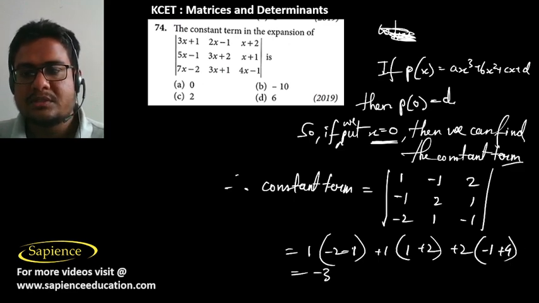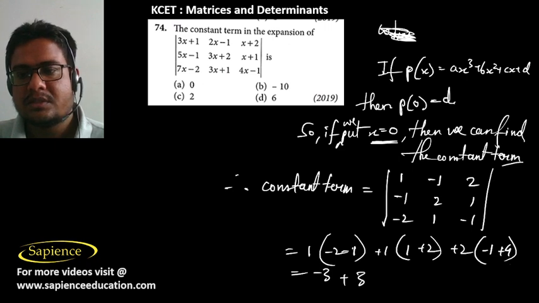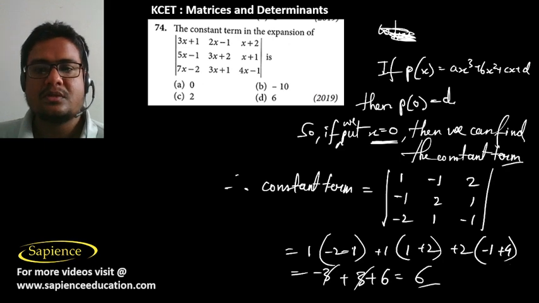This will be minus 3 plus 3, then plus 6. So 3 and 3 will cancel, and that is equal to 6. So 6 is the required constant term. Option D is the correct answer.